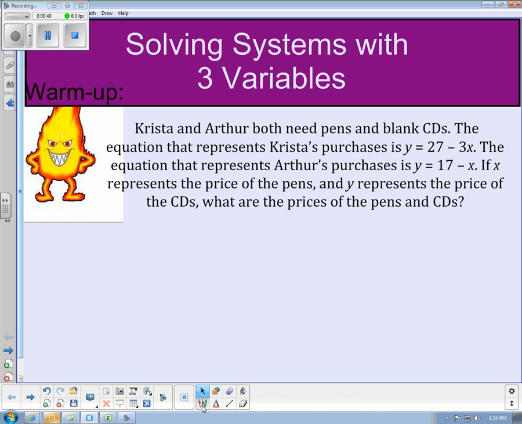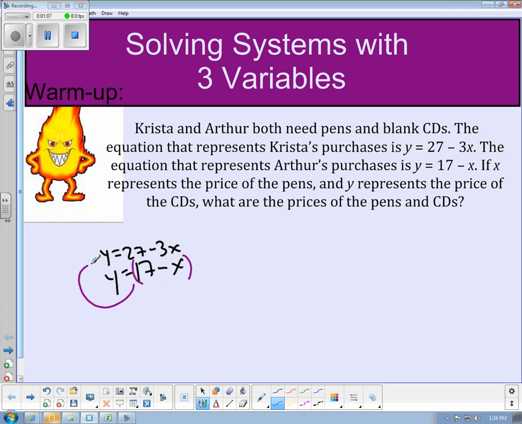So couple things here. We need to look at both equations, y equals 27 minus 3x and y equals 17 minus x. And we need to figure out where those two things are going to be equal. Now, we can use substitution here pretty easily because we have both of these equations solved for y. So I can take the 17 minus x and plug it in for y there. So I'd have 17 minus x equals 27 minus 3x. And that's going to give me my x variable alone.